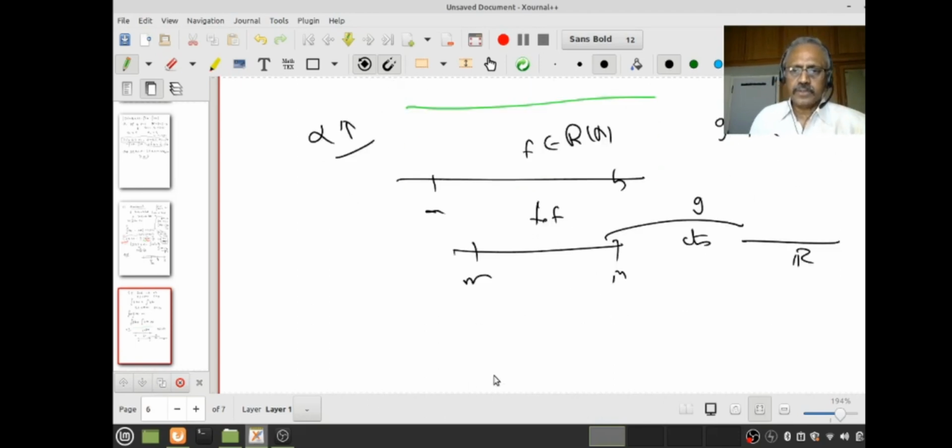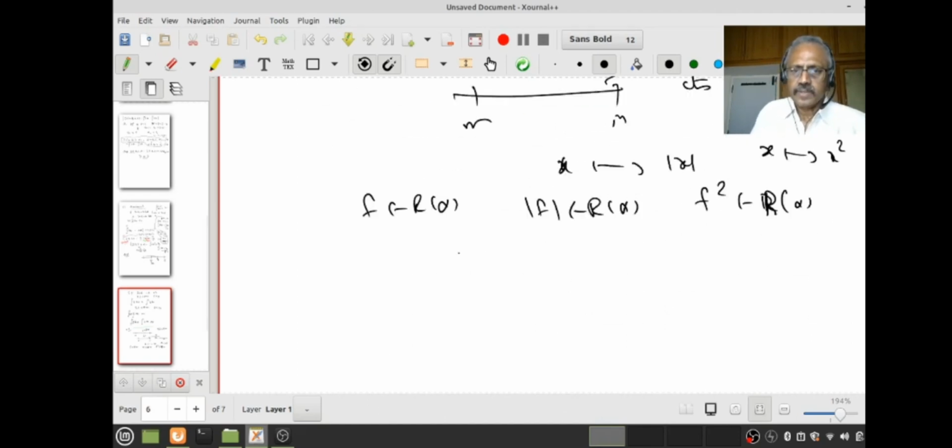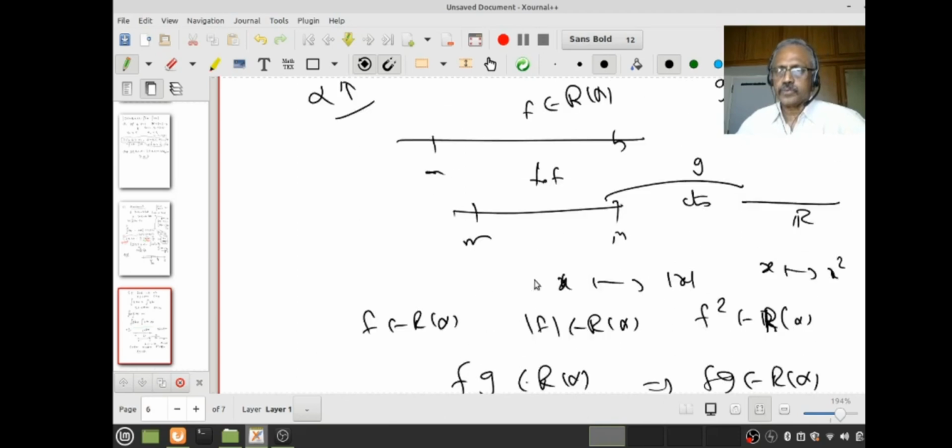If you prove that, now notice that x going to mod x is a continuous function. Therefore, if f is in R of alpha, mod f is in R of alpha, and f squared is in R of alpha, because x going to x squared is also a continuous function. Therefore x going to f of x squared, that is f squared of x, also belongs to R of alpha. And from this we can deduce that if f and g are in R of alpha, f times g is in R of alpha. All these things will follow. So I only have to prove this result.